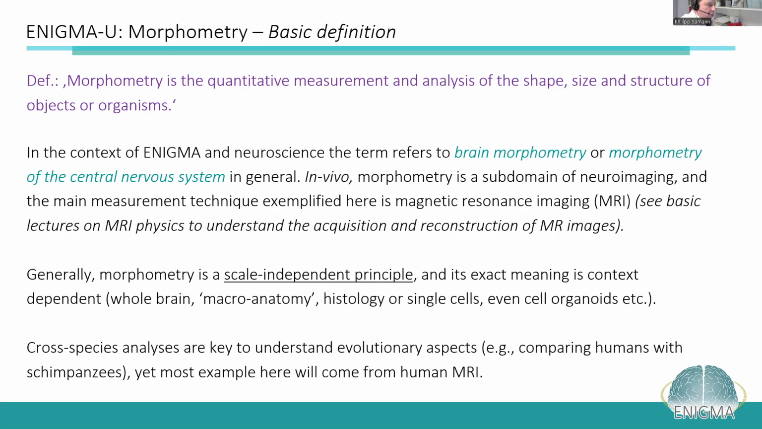Morphometry is a subdomain of neuroimaging, and as you may know, the main source of images that we use for morphometry comes from MRI. So I also refer to the MRI physics lectures that help you to understand the acquisition of MRI images. Generally, morphometry is a scale-independent principle, and its exact meaning is context-dependent. So it may be applied to the whole brain, but it can also be used for smaller scales such as histology or even single-cell structures. Cross-species analysis are also very important and very informative, for example, on evolutionary aspects.